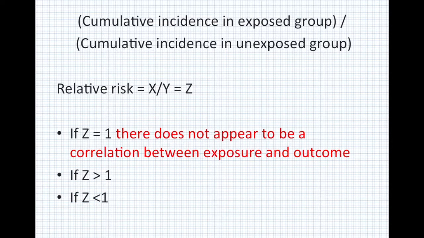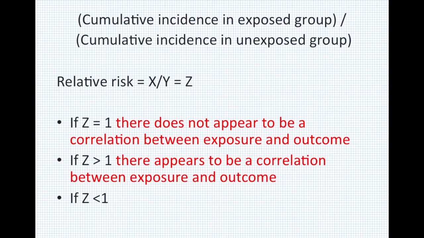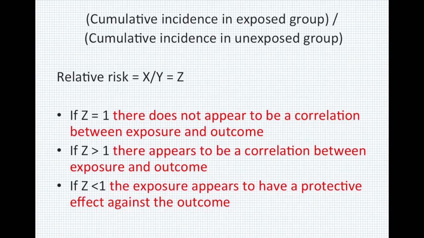If Z equals 1, there does not appear to be a correlation between exposure and outcome. We call that the null hypothesis. If Z is greater than 1, there does appear to be a correlation between exposure and outcome. And if Z is less than 1, the exposure appears to have a protective effect against the outcome. A common example of this would be vaccines. For instance, the exposure could be a vaccine, and the vaccine could have a protective effect against the outcome that the vaccine is trying to prevent.